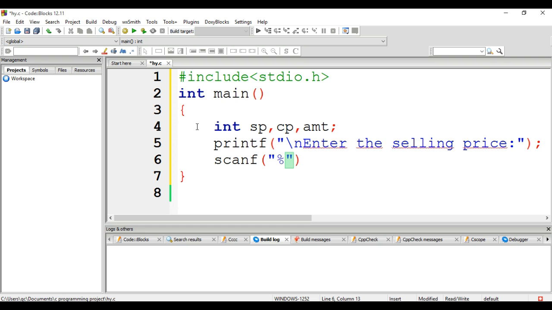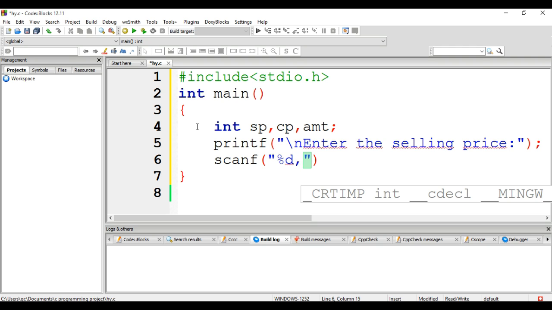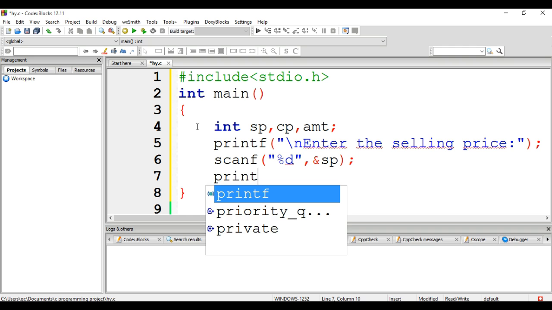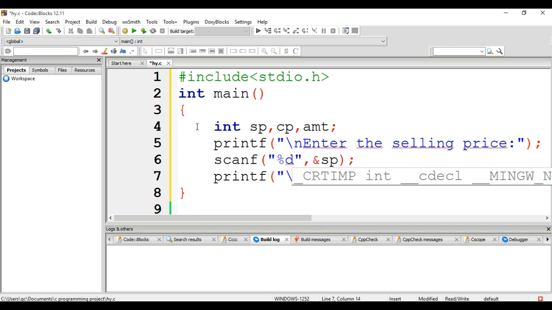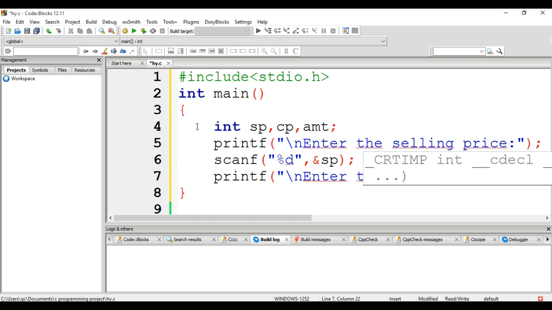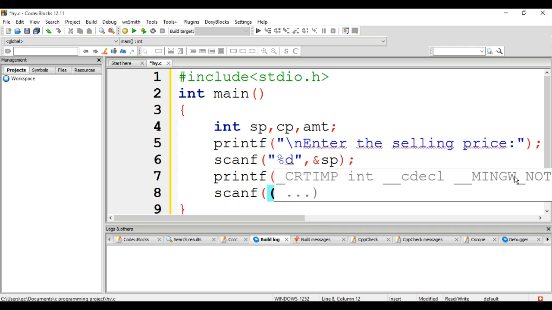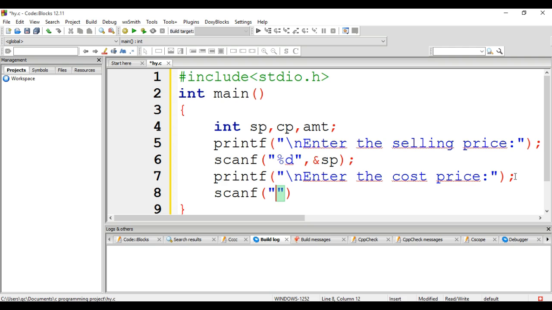I'm using %d, &sp. And similarly, the value of the cost price is asked as input from the user. Similarly, its value is stored using %d, &cp.